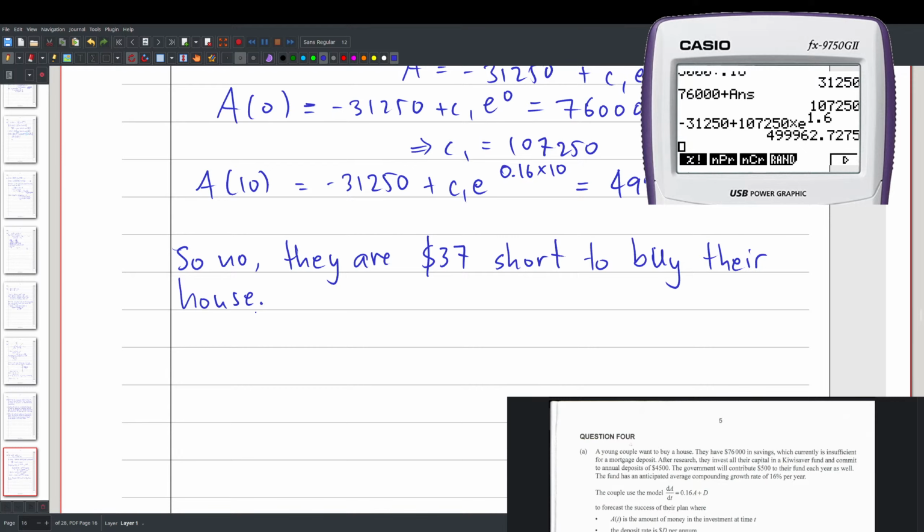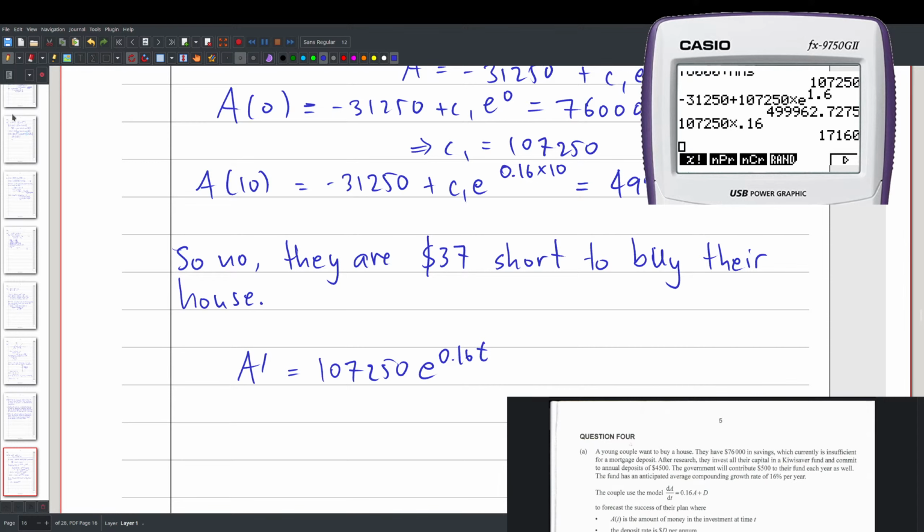Although yeah. Let me just check this because I'm slightly suspicious of the solution. If I just differentiate it, A prime is equal to 250 e to the 0.16t. 17,160 e to 0.16t equals 0.16A plus D, yeah, 17,160 e.